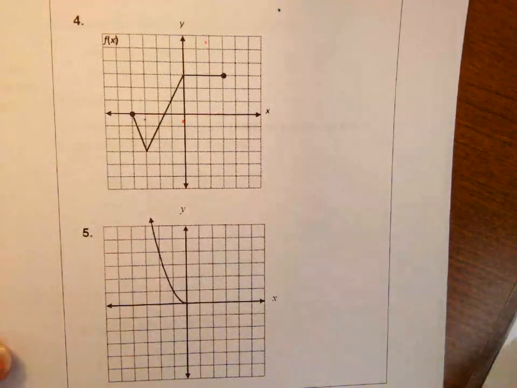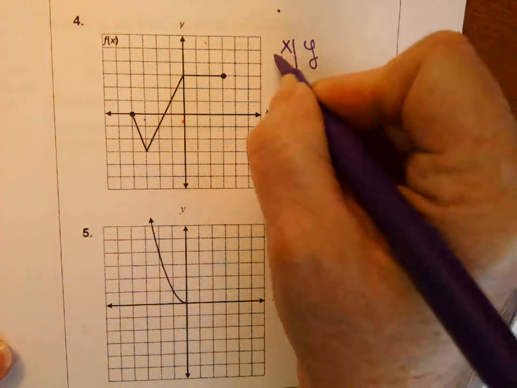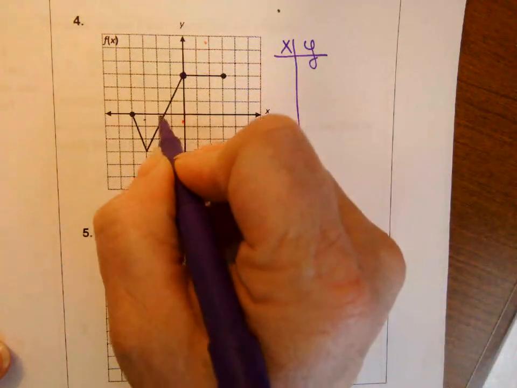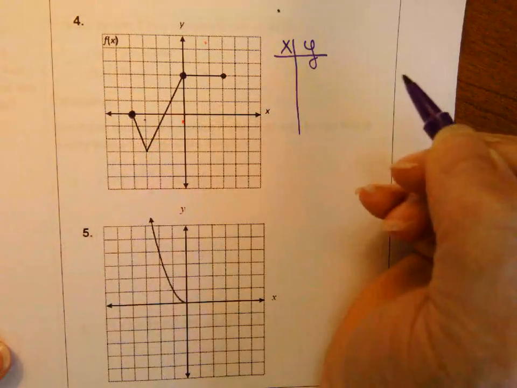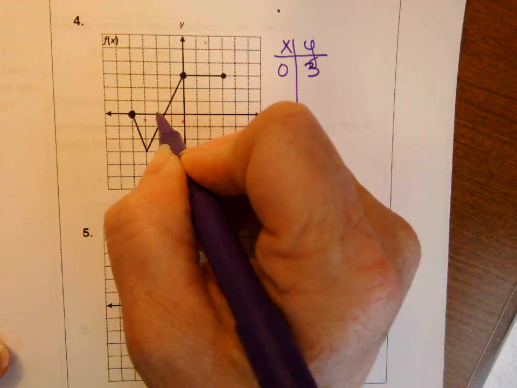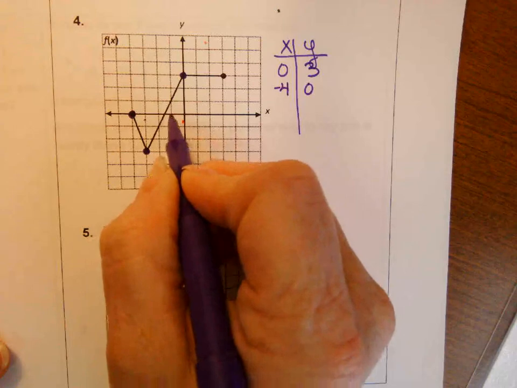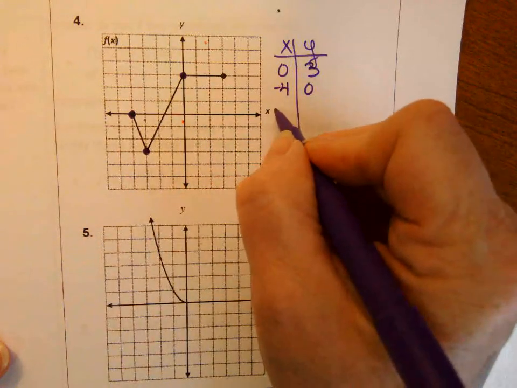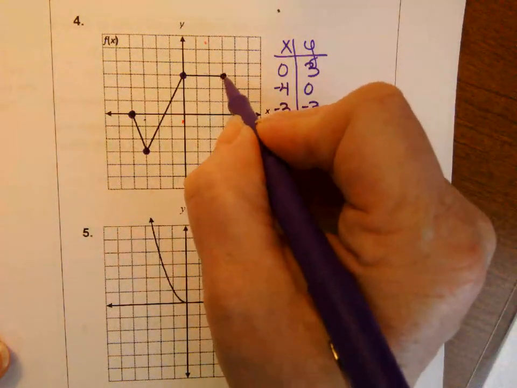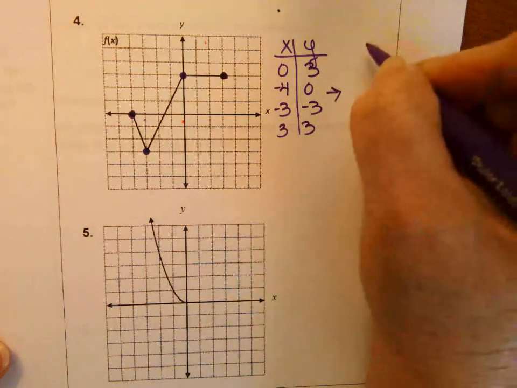Let's take a look at number 4. X and Y. Start with your intercepts. Ooh, I don't like that one. I'm not going to do that one because that's not a whole number. I want pretty points. So 0, 3, and 1, 2, 3, 4. -4, 0. I like this point. -3, -3. And that gets me my point in the third quadrant. I also need a point in the first quadrant. This one's going to work. 3, 3. Switch them.